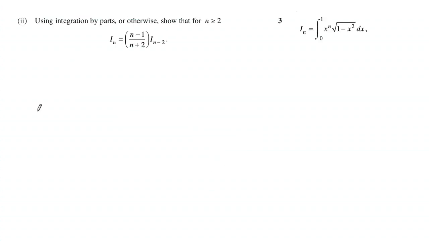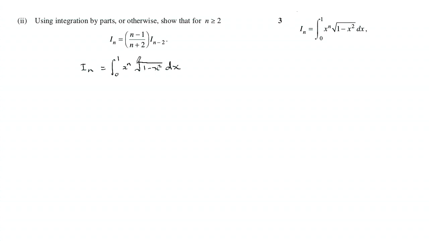Okay, part 2. So they're suggesting we use integration by parts. So we want to integrate In, which was that. So how can we apply integration by parts to that? So we have to integrate one thing and differentiate the other. Now, my line of thinking was that we want to be able to get an x to the n minus 2 when we do the integration by parts, because we need to involve In minus 2 somehow. So what we probably want to do is differentiate this one and integrate that one, because that's going to reduce the power.